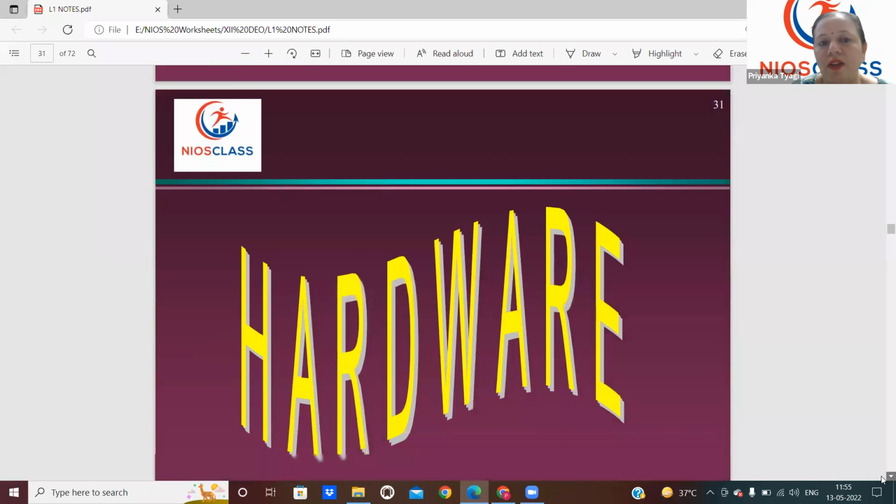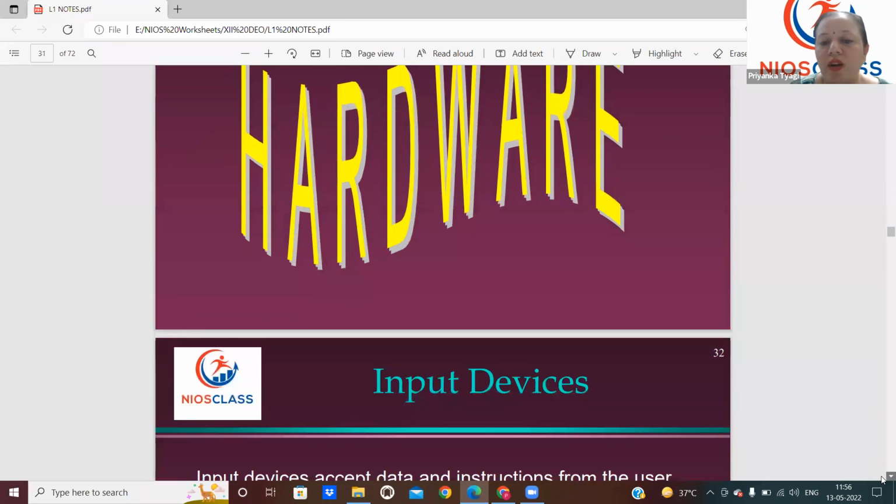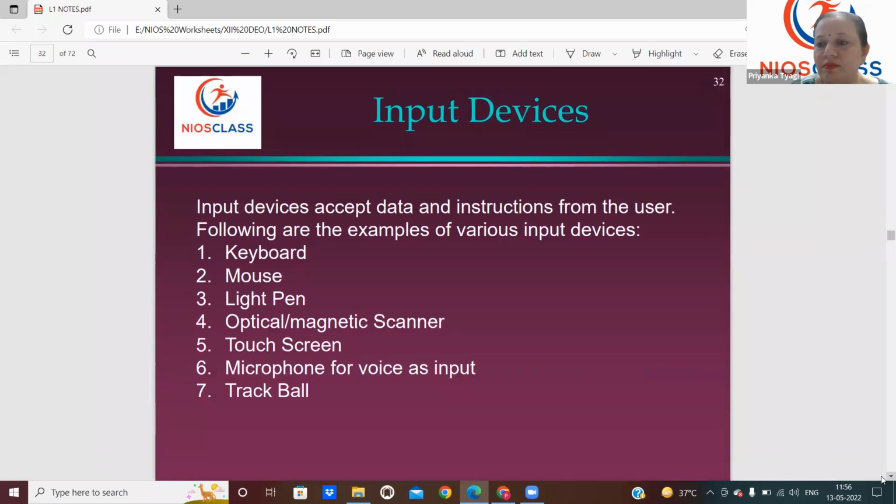Okay, now have a look here. The other category, the very main topic of this chapter, is hardware. According to your syllabus, hardware is divided into two categories: input device and output device. As per the syllabus demand, this is the total list of your input devices. One by one, we are going to discuss.